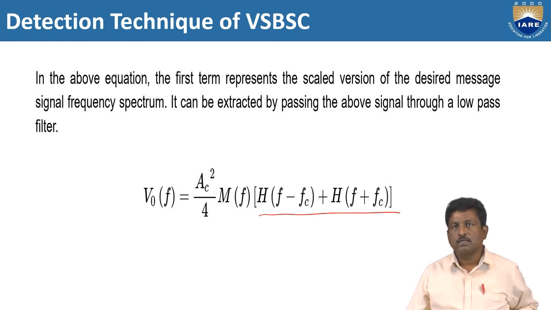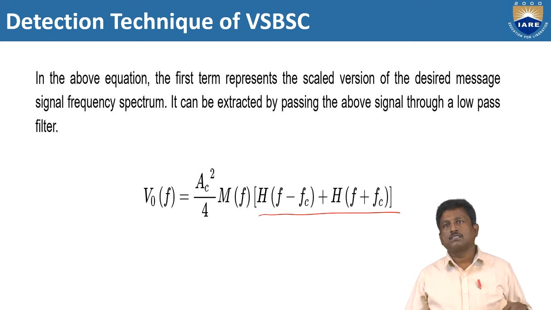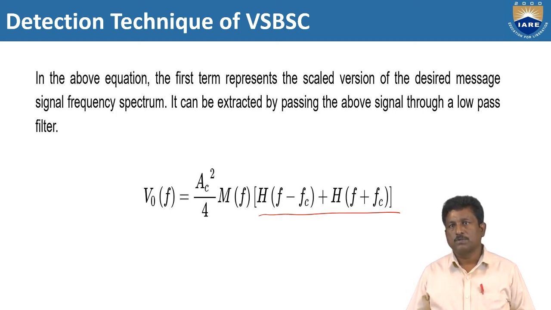From this, these two signals can be represented. Among these two signals, the high frequency components can be eliminated, and only the low frequency components are allowed. So that is the final purpose of the low pass filter, which allows only the low frequency components. That is given by V0(f) equal to Ac squared by 4 M(f) [H(f - fc) + H(f + fc)]. So this is how we get the original signal by demodulation of VSB.